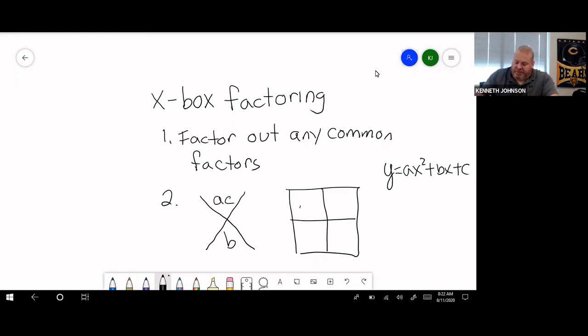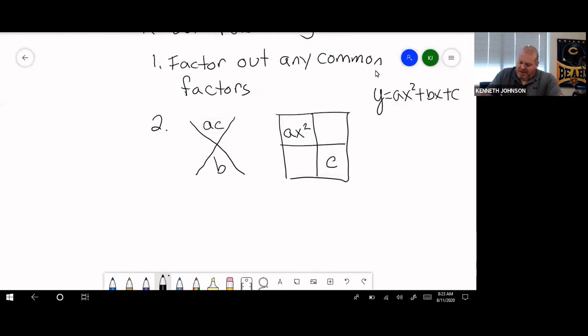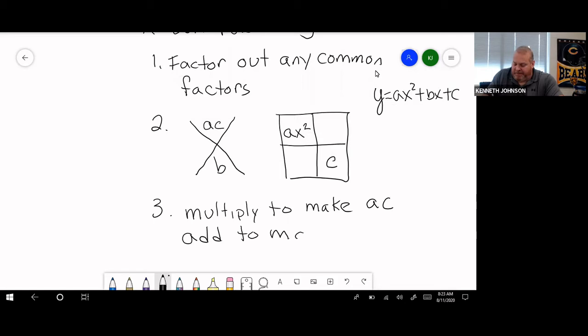In this first box, I'm going to put the first term. And then in the last box, I'm going to put the last term. Third, we're going to look for two numbers. They have to multiply to make AC, and they have to add to make B. Now, I think at this point, let's go ahead and do an example. I think it's going to be beneficial to see how this works.